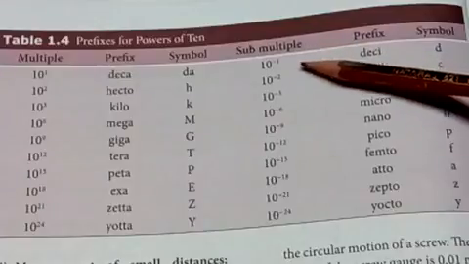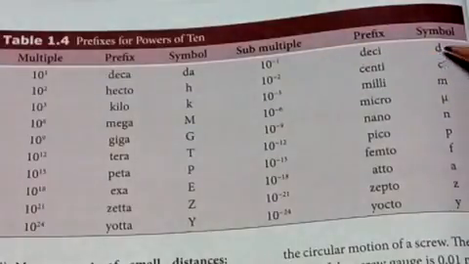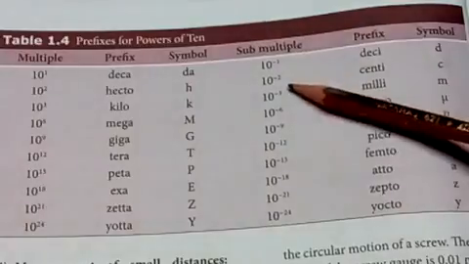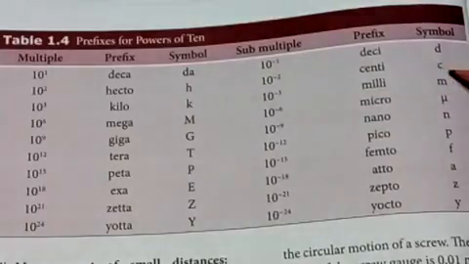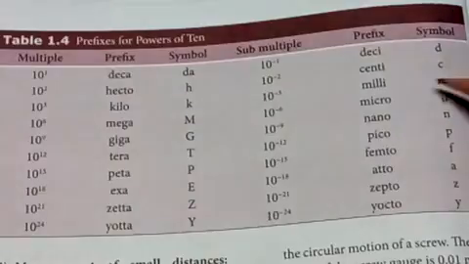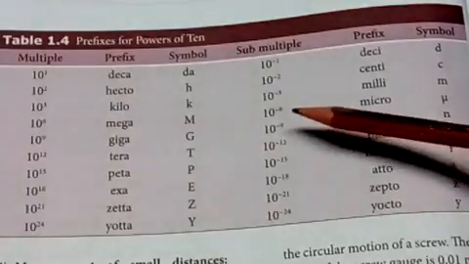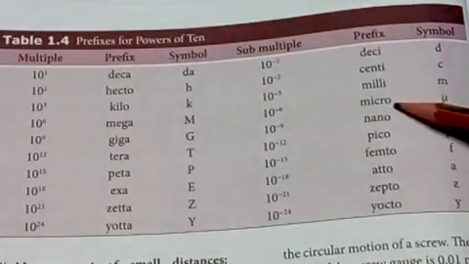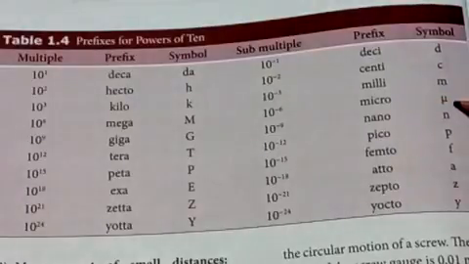So 10 power minus 1, we call it deci, symbol is small d. Then 10 power minus 2, centi, symbol is small c. We say centimeter. Next one, 10 power minus 3, that we call milli, symbol m, we say millimeter. 10 power minus 6, that we call micro, we say micrometer, the symbol is mu.